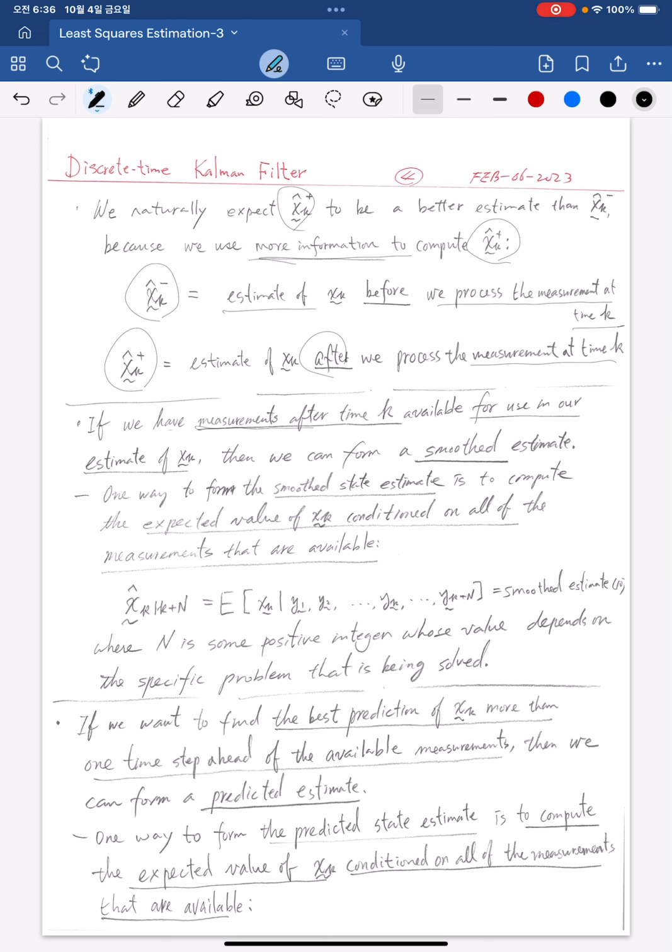If we have a measurement after time k available for use in our estimate of x_k, then we can form a smoothed estimate. One way to form the smoothed state estimate is to compute the expected value of x_k conditioned on all of the measurements that are available, y up to k plus n. k plus n, the smoothed estimate, where n is some positive integer whose value depends on the specific problem that is being solved.